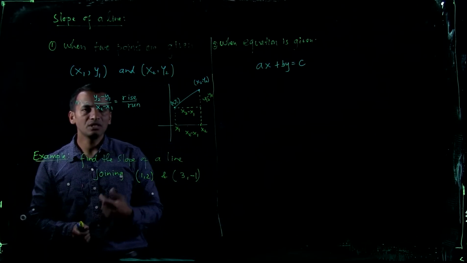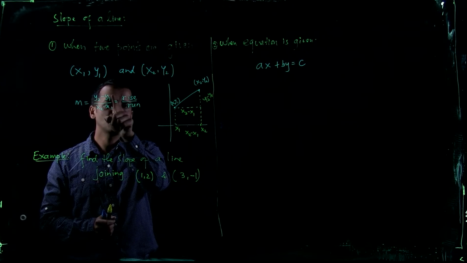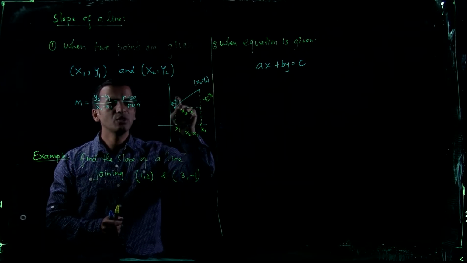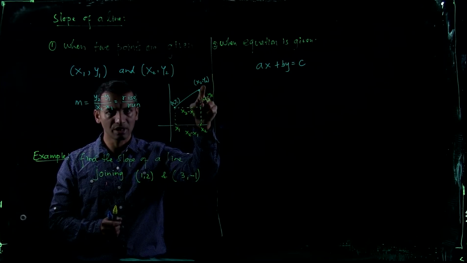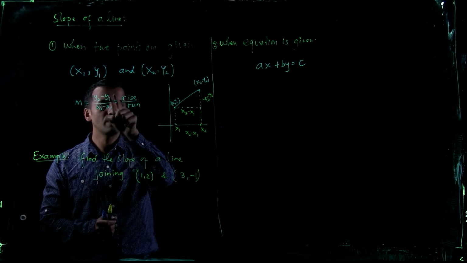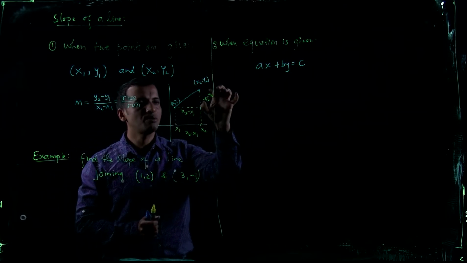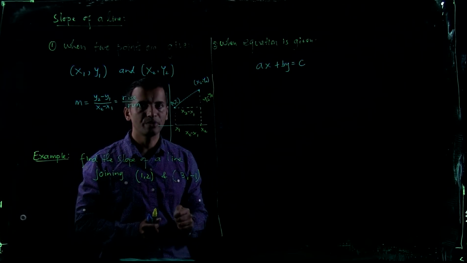Now the definition of the slope when two points are given is y2 minus y1 over x2 minus x1. When two points are given, you assume one point as x1, y1 and the other point as x2, y2. Then the formula is y2 minus y1 over x2 minus x1. Basically, the ratio of this part and that part is the slope.